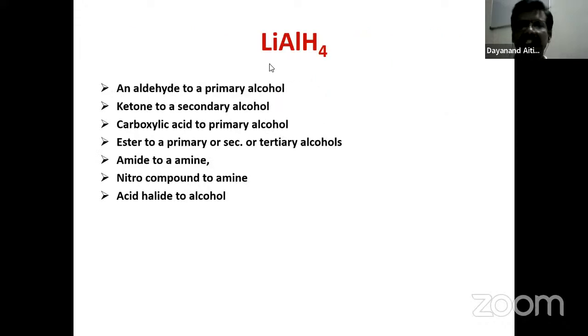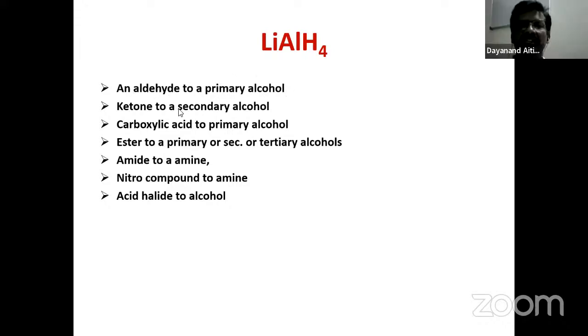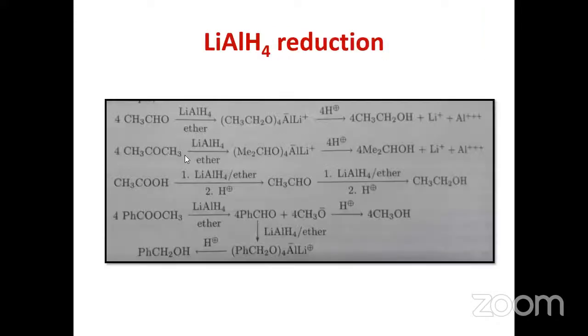First of all, let us see lithium aluminum hydride. Aldehyde is converted into primary alcohol. Ketone is converted into secondary alcohol. Carboxylic acids are converted into primary alcohol. This is very important. Esters give primary or secondary or tertiary alcohol. Amide is converted to amine. Nitro compound is converted into amine. Acid halide is converted into alcohol. For nitrogen-containing compounds, the ultimate reduced form is amines.